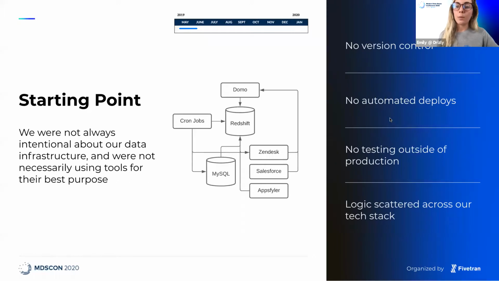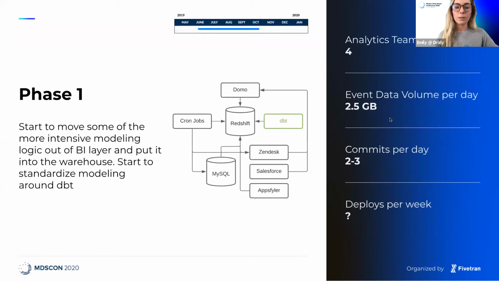We had no automated deploys at this time. There was no real data testing going on anywhere. And logic was just scattered across our data stack. So we had a lot of one-off cron jobs in various places with no documentation, and it was hard to know what dependencies lived where. So that brings us to phase 1 around June of 2019. Our team had grown a little bit.